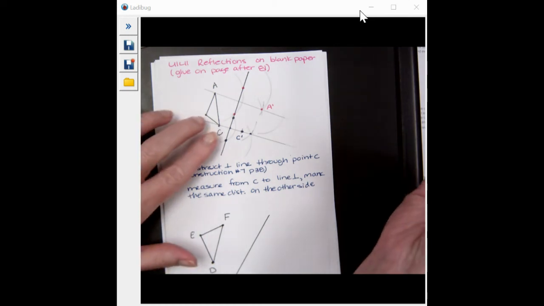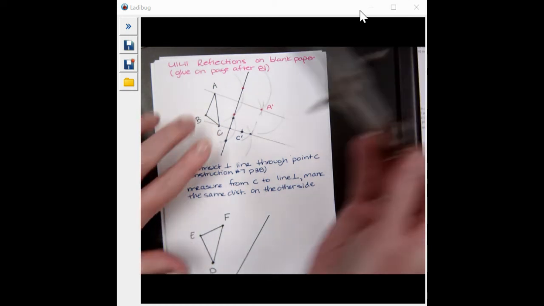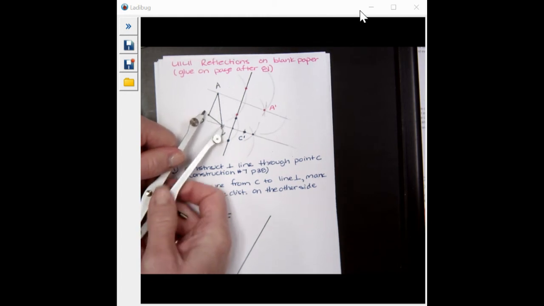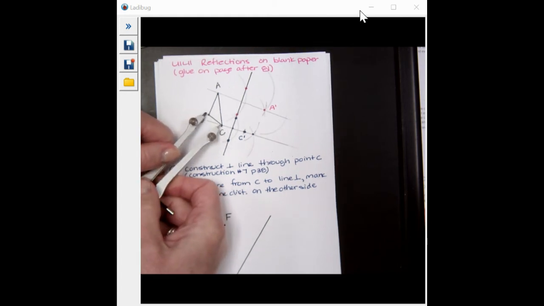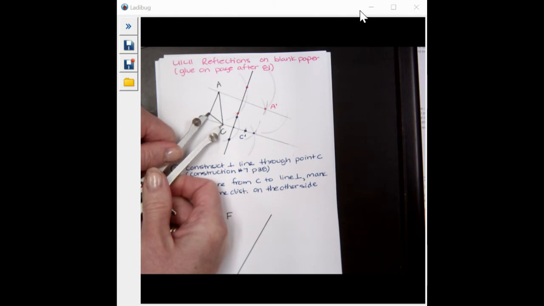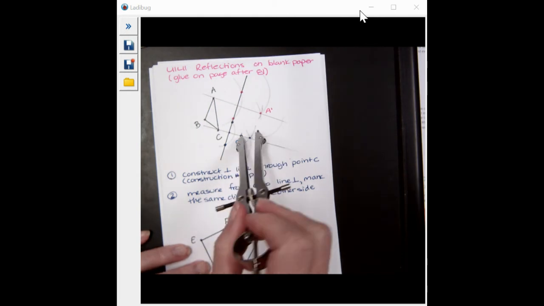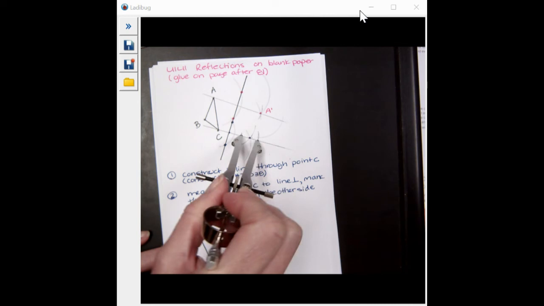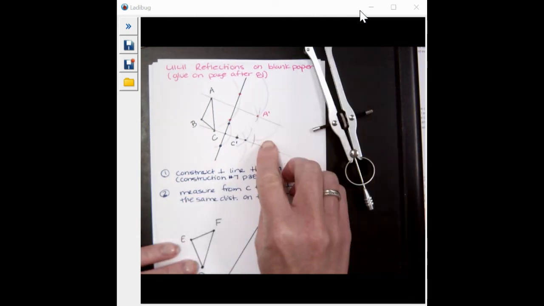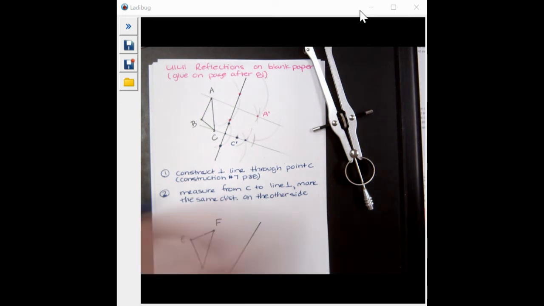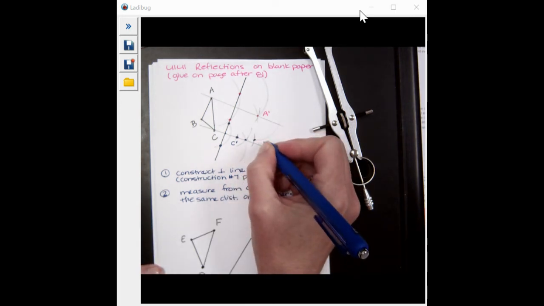To find out where it is, I'm going to measure how far B is from C. So I'm going to put my needle on C. I'm going to measure how far B is from C. That's how far B prime should be from C prime. I'm now going to put my needle on C prime and I'm going to draw that distance. Where my A prime arc and my C prime arc intersect is where my B prime is at.